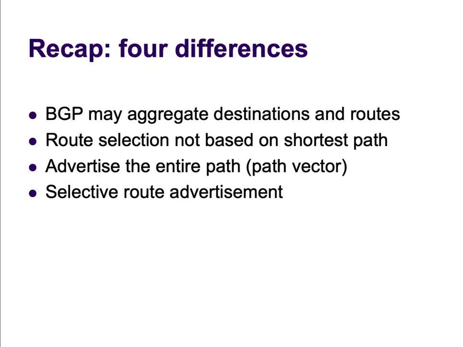So just to recap the 4 differences: BGP can aggregate destinations and routes, which we didn't do in distance vector. Selection is not based on shortest path. You advertise the entire path, not just the least cost. So it's a path vector protocol. And you are selective about which prefixes you choose to advertise. Yeah?